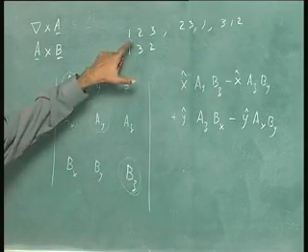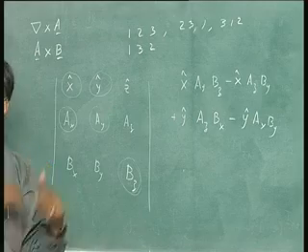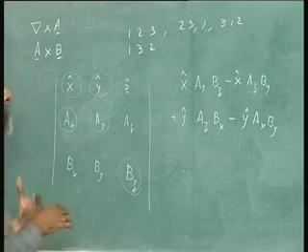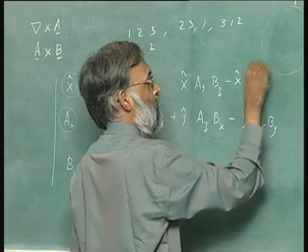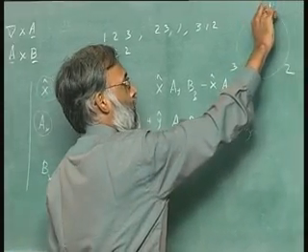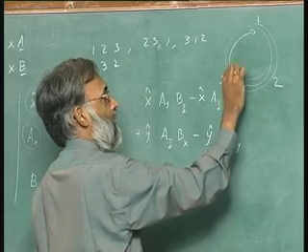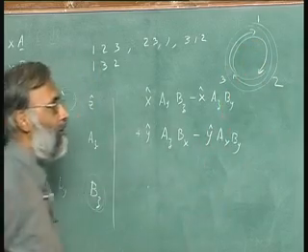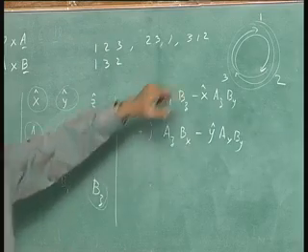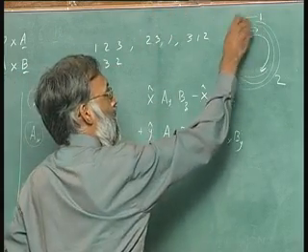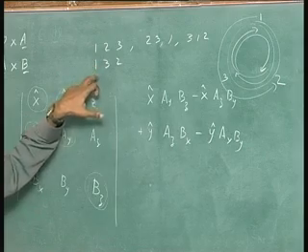All these three numbers 1, 2, 3, 2, 3, 1, 3, 1, 2, are all going in the cyclic direction. So, if I wrote in a circle 1, 2, 3, 1, 2, 3 goes this way, 2, 3, 1 goes this way, 3, 1, 2 goes this way. All of them go in the same direction. So, they are all given the positive sign, whereas 1, 3, 2 has to go the opposite direction, and therefore, I give it a minus sign.